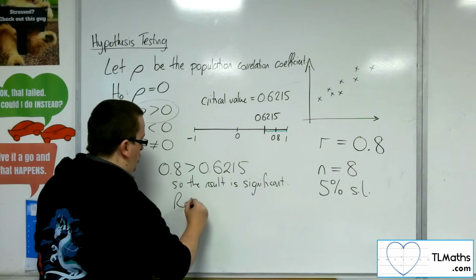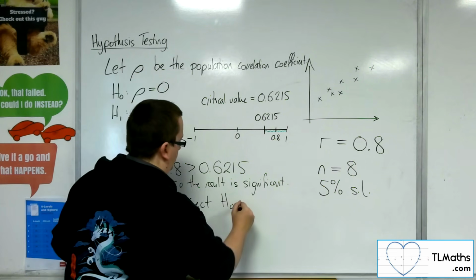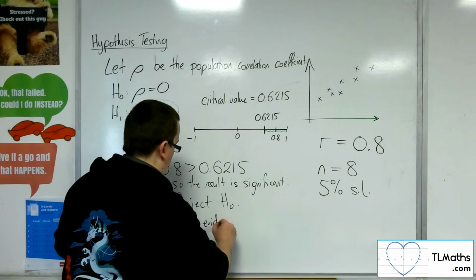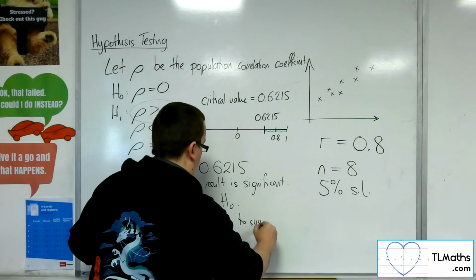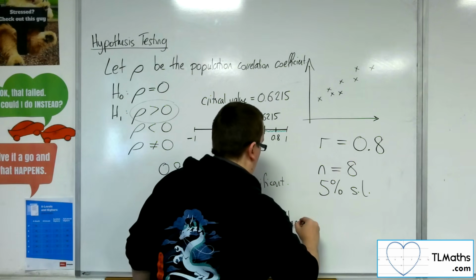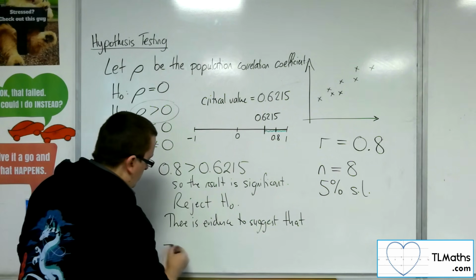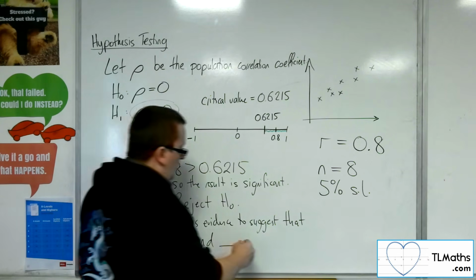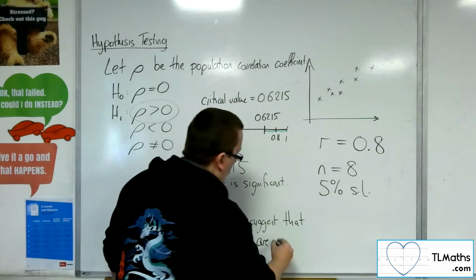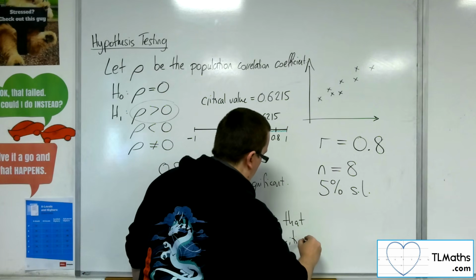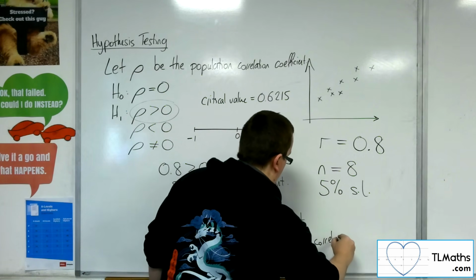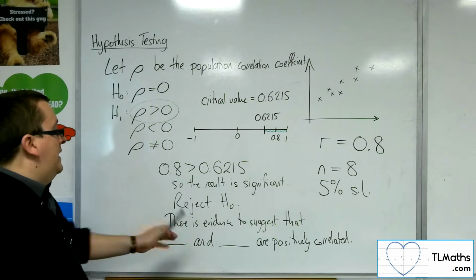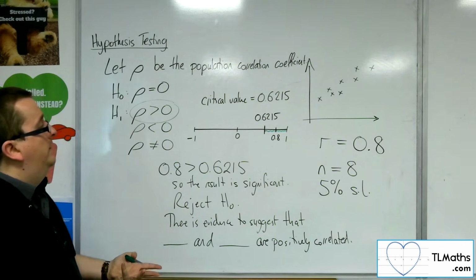And so you can reject H0, and so there is evidence to suggest that the two variables, and you'd have to write that in context, are positively correlated. So that is how you would complete this test.